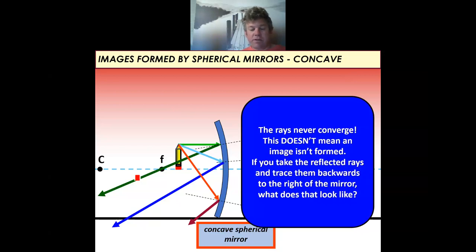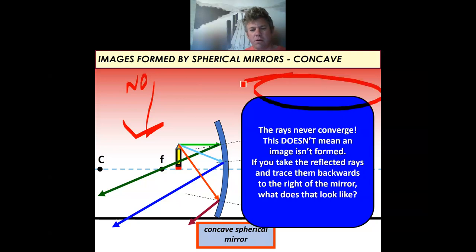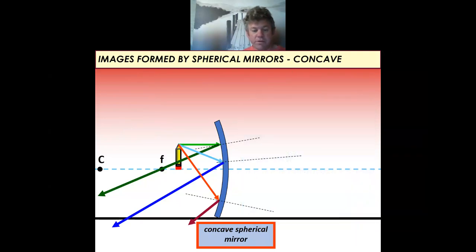This doesn't mean an image isn't formed. If you take the reflected rays and trace them backwards to the right of the mirror, what does it look like? So because these three are diverging, going away from each other, that just means we don't get an image on this side. There's no image there. So then the image has to form somewhere over there.